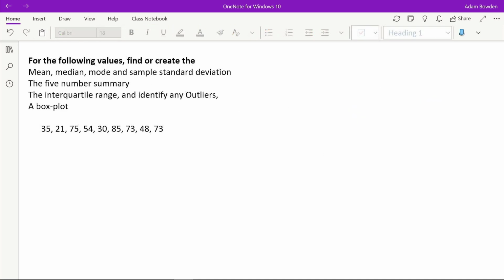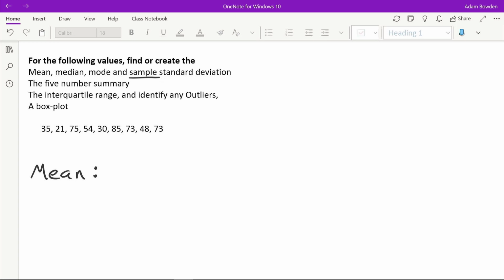On this one it says find the following values. We're going to create the mean, median, mode, and sample standard deviation, the 5-number summary, the interquartile range, identify any outliers, and then finally a box plot. Okay, let's start with the mean. Now they do specify sample, so we need to think about sample mean.